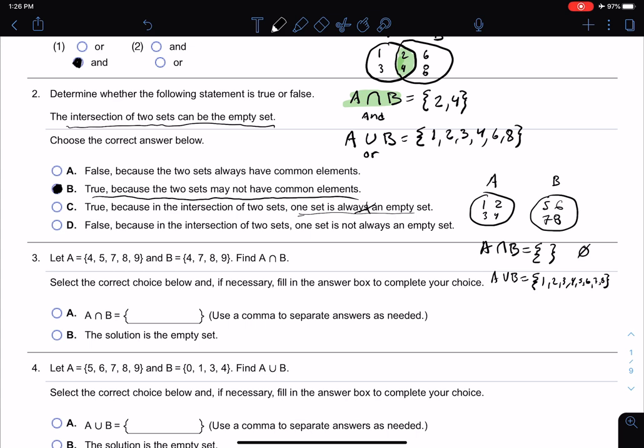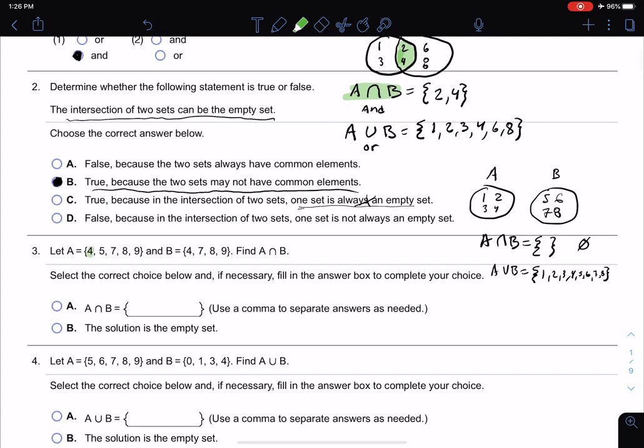Number 3, let A be this set 4, 5, 7, 8, 9 and B 4, 7, 8, 9. Okay, we want the intersection of the two, and so basically we want to see what overlaps. So you could actually kind of do that just by highlighting, not with a Venn diagram this time. So I see a 4 is showing up on both lists, so those are intersecting or overlapping. I'm looking for the elements that are in set A and B. Let me just specify, there's the intersection, which means and.